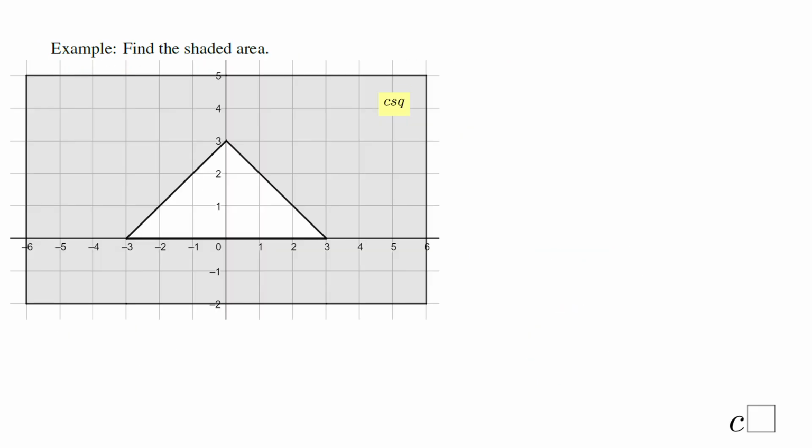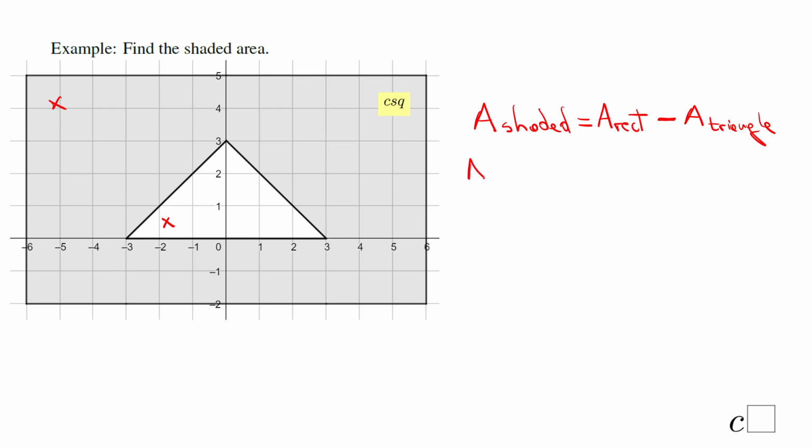Very similar for this example, where we have to find the shaded area. So in this case, it's very important to get an idea of what you need to do. For the shaded area, the simplest way to do it is to look at this big rectangle. So I'm going to say area of the rectangle, and from that one, you subtract this guy, area of the triangle. Okay, so we need to find these two guys.